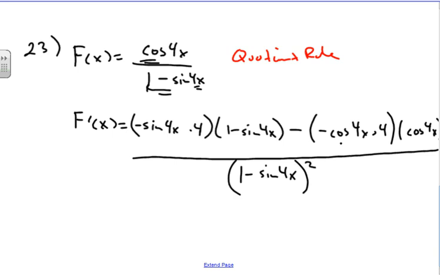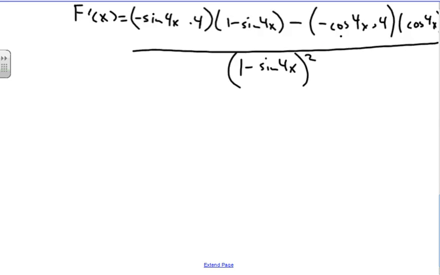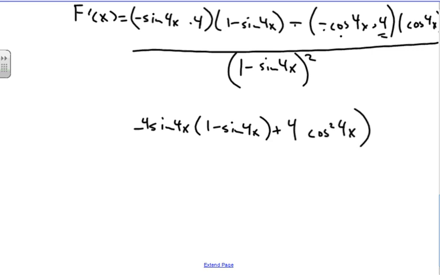Excuse me. We could simplify this a little bit. We have negative sine, I'll put a 4 right there, 4x times 1 minus sine of 4x. Negative, negative makes a positive. We have cosine of 4x times cosine of 4x. We have this 4 right here, put the 4 right there. We get cosine squared of 4x all over the quantity 1 minus sine of 4x, the quantity squared.